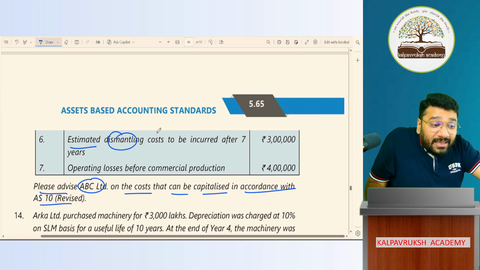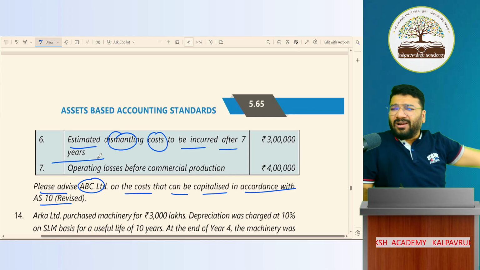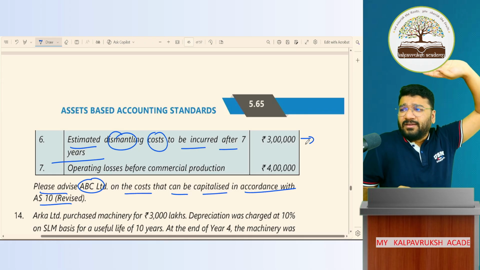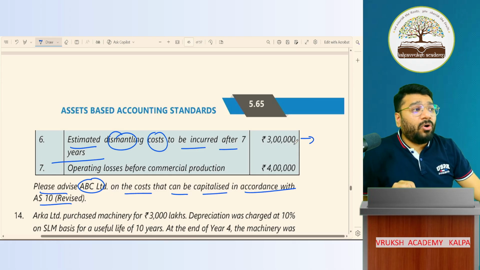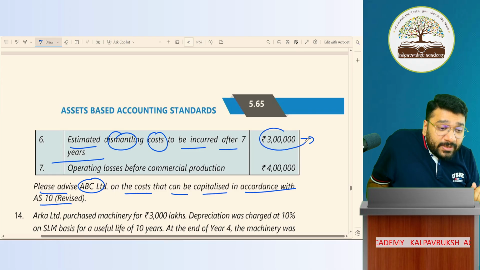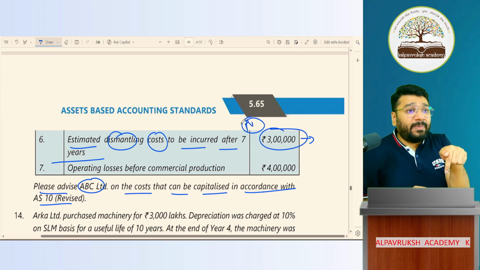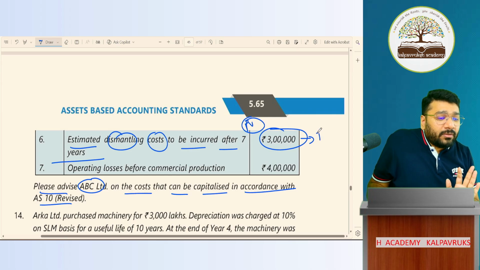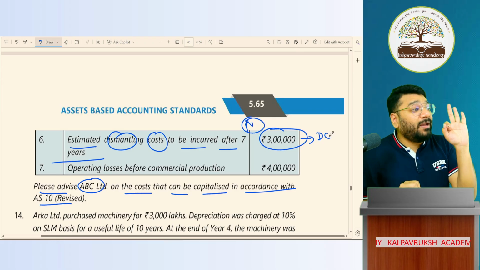Estimated dismantling cost to be incurred after 7 years. After 7 years, we have to incur it. It's okay. We have to include it. Include at present value or future value? Present value. If it is given as present value, we'll assume this is itself the present value. How to calculate present value if it is not given in the question, I'll discuss next class. Got it, not got it. So this will be a part of your decommissioning or dismantling or restoring cost, which is category number 3C.